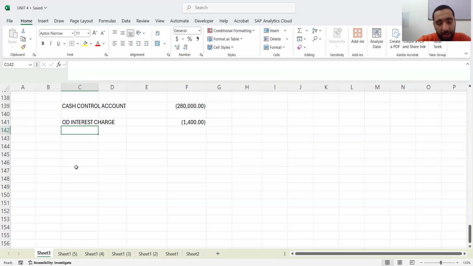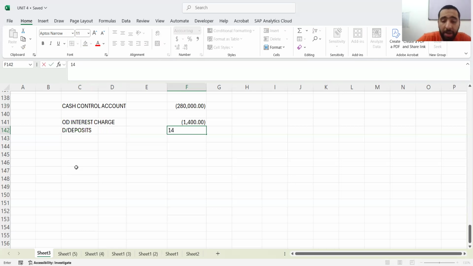Yes, right. Very good. So direct deposits made by debtors. Direct deposits made by debtors. Deposits. This is a positive balance. Why? Directly they have deposited to the bank, but you have not recorded. This will increase your cash control account balance.